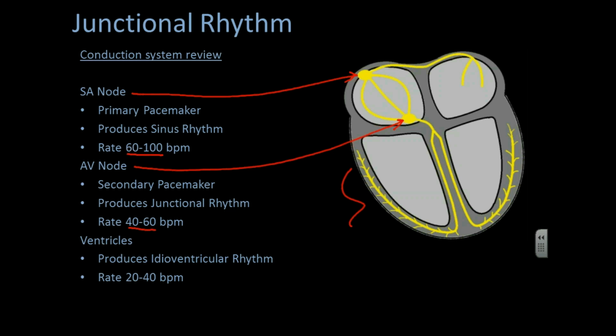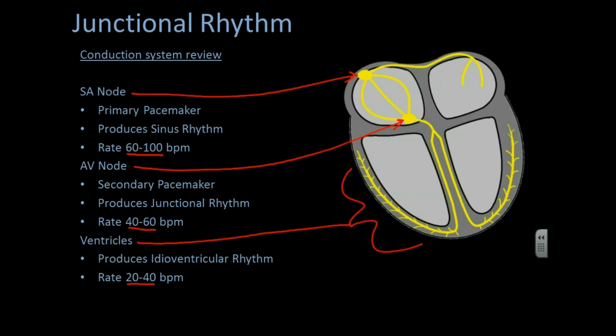And of course, if neither the SA node nor the AV node are able to pace the heart, the ventricles can pace the heart, but at a lower rate still, between 20 to 40 beats per minute.